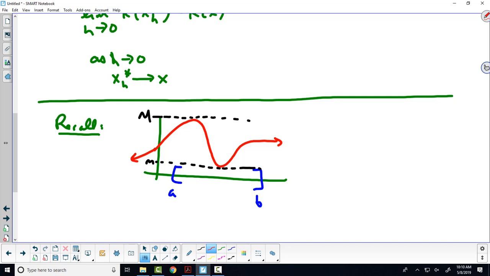where we said, well, little m times b minus a is going to be less than or equal to the area underneath the curve, which is going to be less than or equal to capital M times b minus a. Do you remember that theorem? Or that property? We went through that one about a week and a half ago.